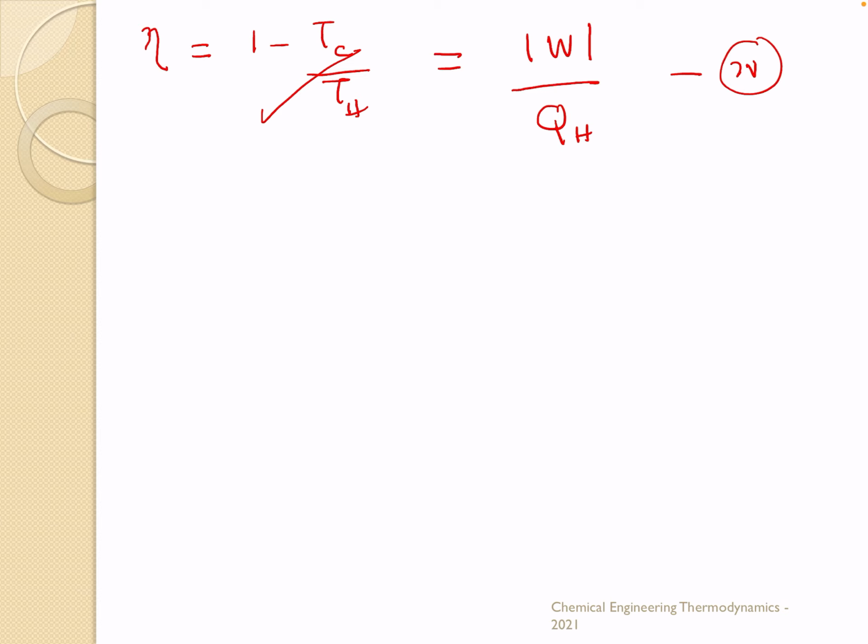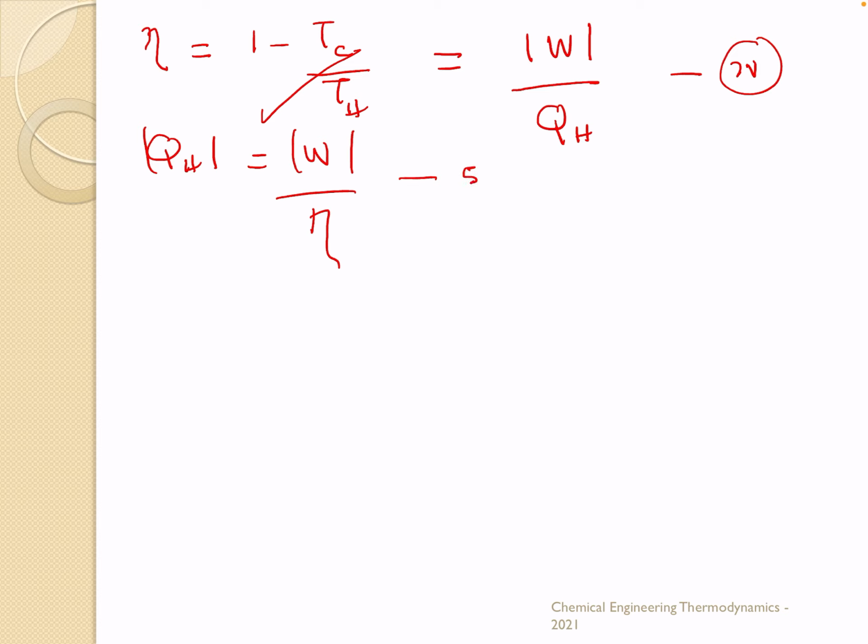So we can see there is something common in equation 4 and 3. In equation 3, the same way that we've made QH the subject of the formula, let's do the same here. We say QH equals W over thermal efficiency.